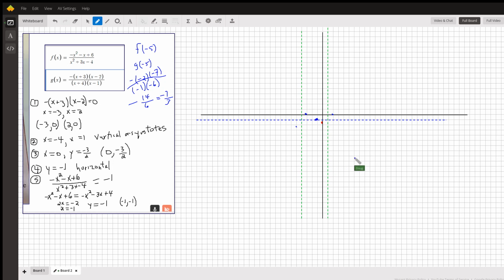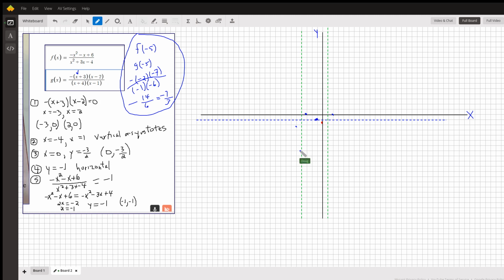So what have we got? Here's the x-axis. Here's the y-axis. Here are the two roots, negative 3, 0 and 2, 0. Here's the horizontal asymptote. Here are the vertical asymptotes, the green dashed lines. The red dot is the y-intercept. And to help us graph this, I also found the point where x equals negative 5. I actually used the g function by putting negative 5 in for x in all of these places. And there's the point right there, negative 5, negative 7/3.